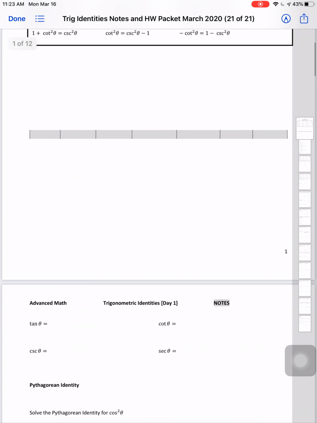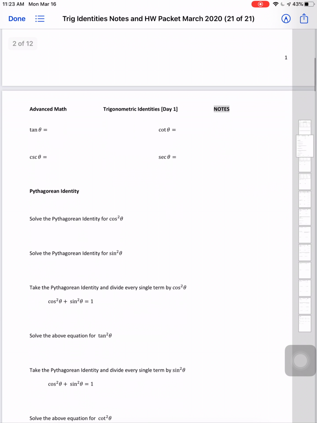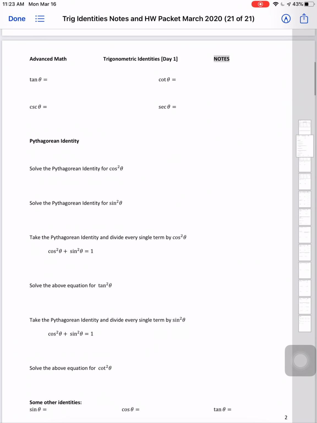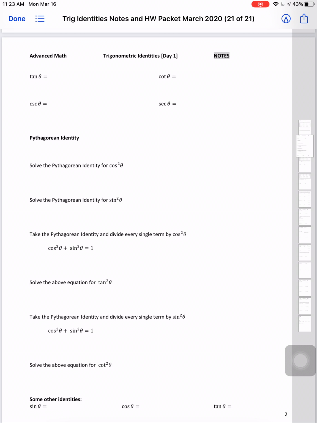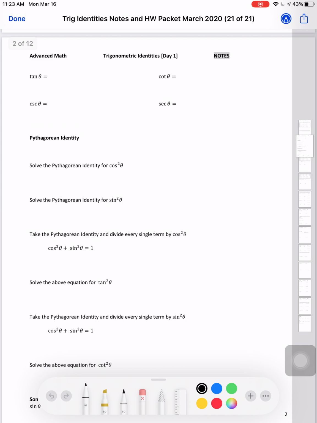So what we're going to do is we're just going to go through a couple of these and fill in some notes, and then I'm going to do some examples, and then I'll give you your assignment. So for this first set, we just want to look at what does the tangent of theta equal. It equals a couple different things. It can be 1 over the cotangent, or it can be the sine over the cosine.